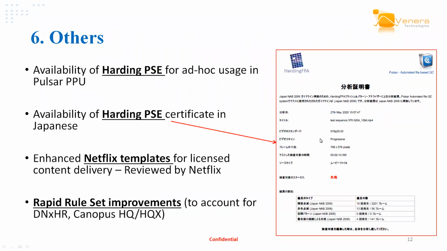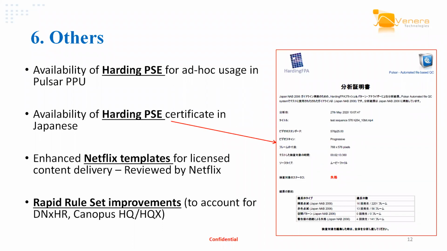And here's a short list of a few other items that we have added. We now have the Harding PSC, which is very popular in the UK, Europe, and Japan, and is becoming more popular in the US, as part of the ad hoc usage in Pulsar PPU. It has been part of the Pulsar perpetual license for a long time, and now we have added it for the Pulsar PPU users as well. The Harding PSC certificate is now available in Japanese for our Japanese customers. We have enhanced the Netflix templates for licensed content delivery, and they have been reviewed by Netflix. So in the new release of Pulsar, all the templates have been updated in the factory template tab.